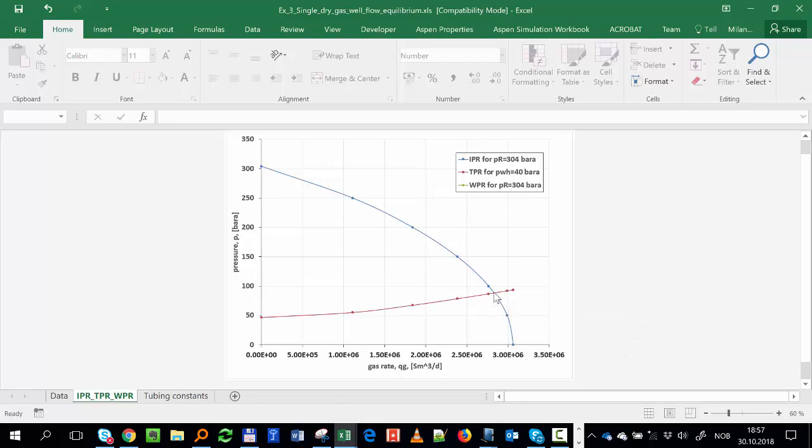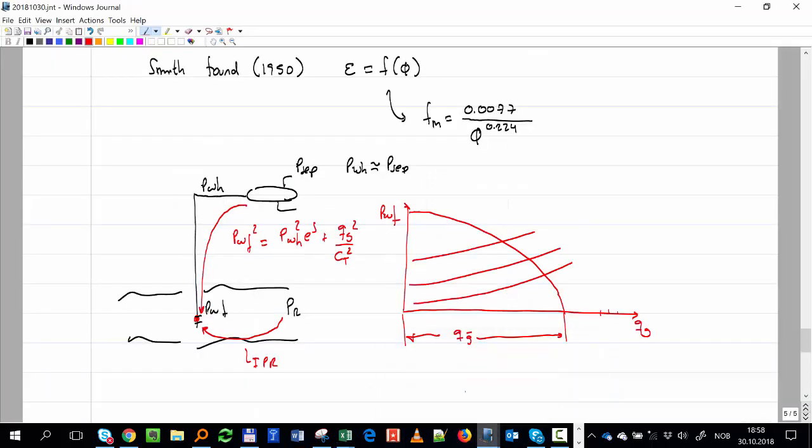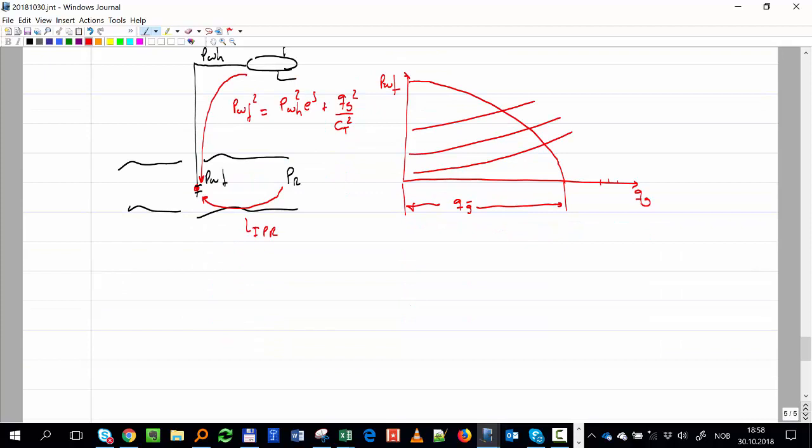So we know the intersection is here, right? That's my equilibrium point. If I put these two together, that reservoir and that tubing, they are going to be producing on that rate. Okay? But how do I find now exactly that rate in Excel? Or in any program? How do I find that rate? So how to find the equilibrium rate, okay?